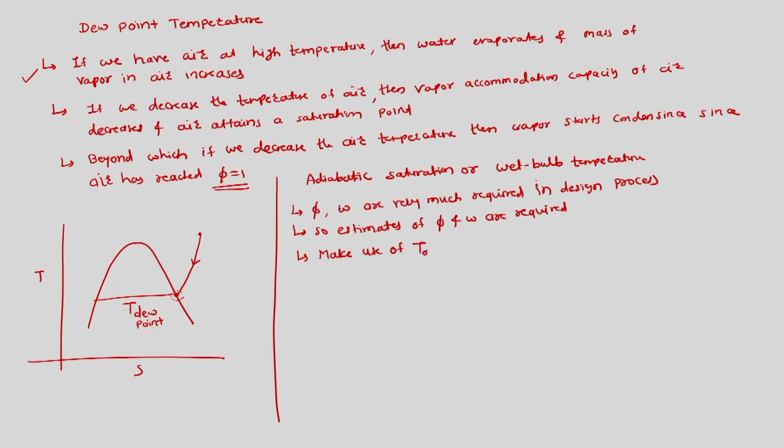For that we can make use of the dew point, and there are also other procedures and other temperatures, such as the wet bulb temperature, also denoted as WB. The actual temperature of the air, which would be measured using the thermometer, is called the dry bulb temperature.